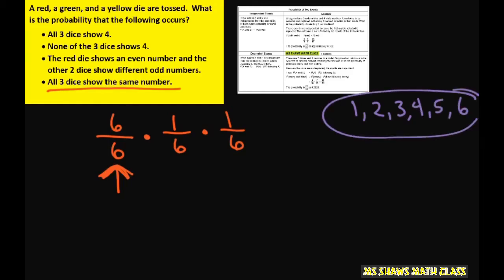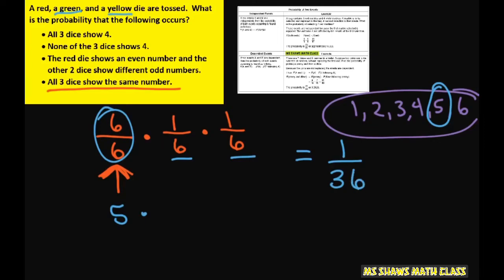So say the first roll was a 5. So say we got a 5 here. Then these second 2 dice also have to show a 5, and there's only 1 5 there. So our total, this is just 1. So our total is going to be 1 divided by 36.